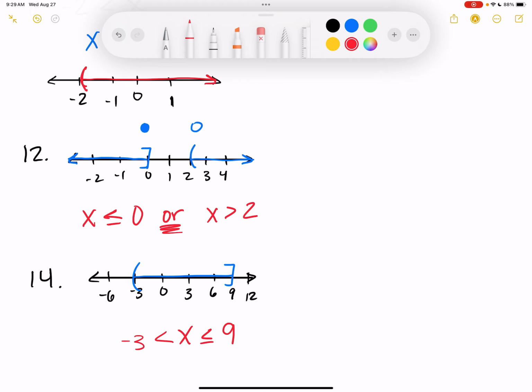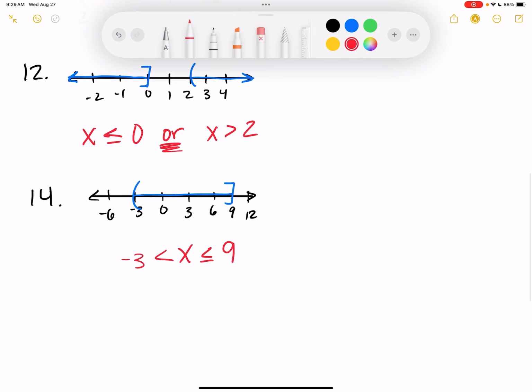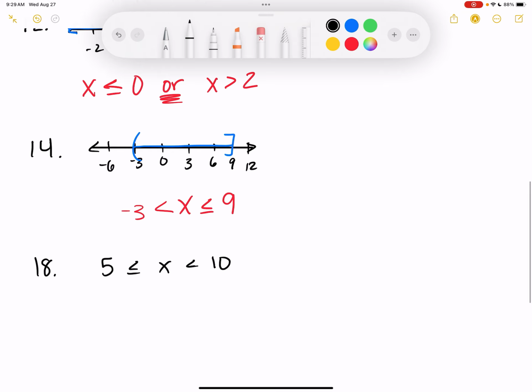Now instead they want us to work opposite. They're going to give us the inequality and they want us to graph it. So 18, 5 is less than or equal to x is less than 10. I'm going to set up my thing here. I'm going to count increments of 5 and just space them out.